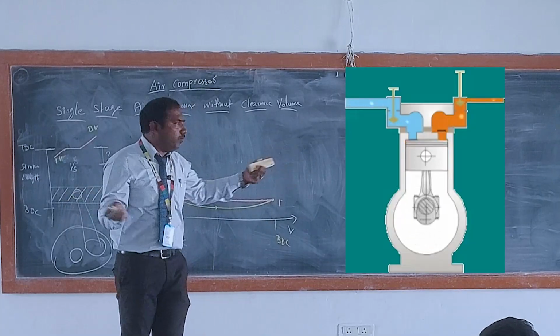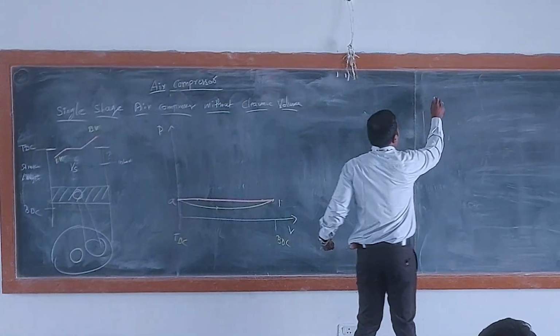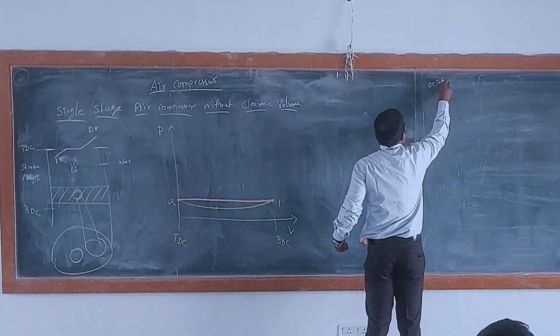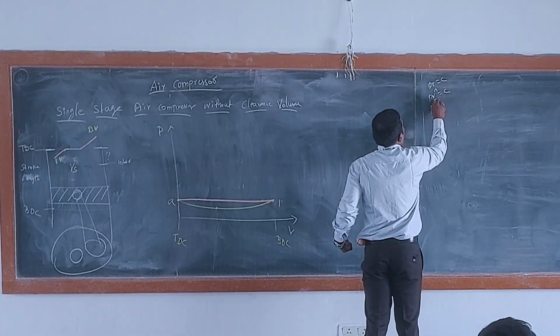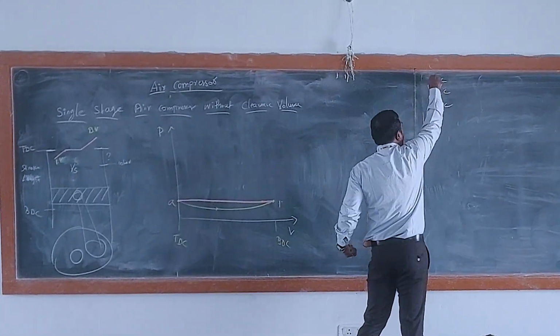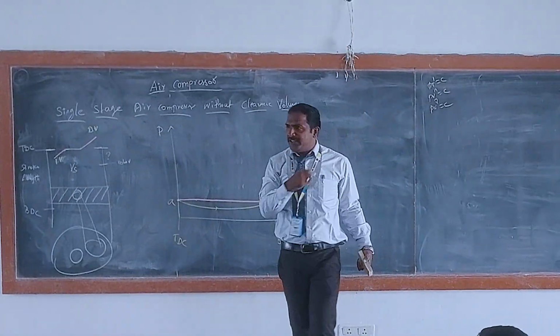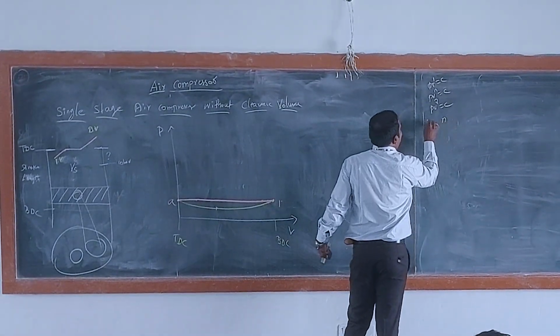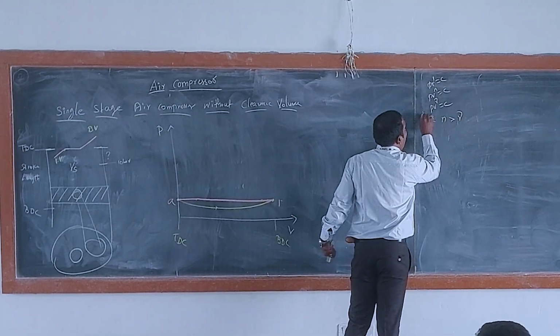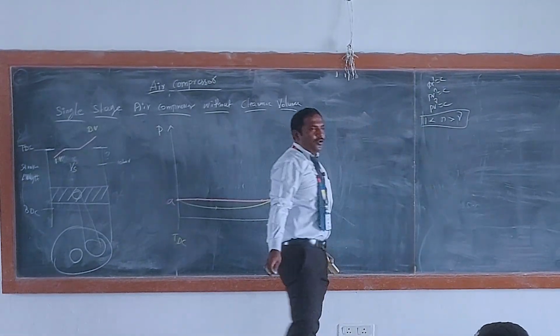We have seen PV equal to constant, PV power n equal to constant, PV power gamma equal to constant. PV power 1 is there, actually. We have seen this in class. So your n will be greater than 1 and less than gamma. I will explain.